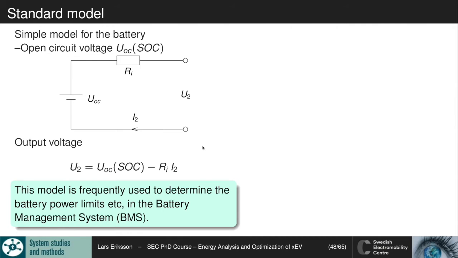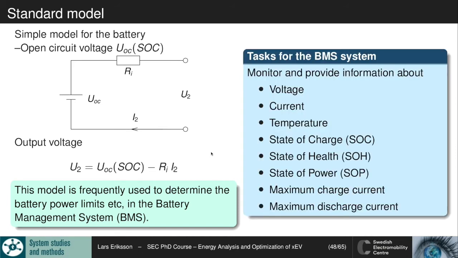And this type of model is frequently used to determine the power limits, and is used in the battery management system to estimate, for example, the state of power and also other parameters. So in the battery management system, the BMS, we are monitoring the voltage, the current, the temperature, and the state of charge and the state of health. The state of health is related to how much energy we can have in it, for example, or state of health is not clearly defined, but a collection of different things.